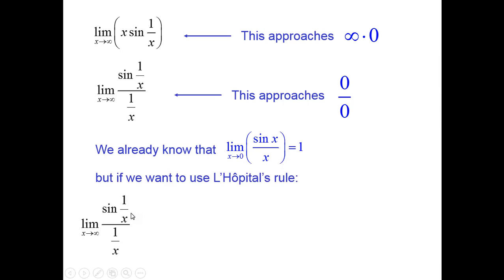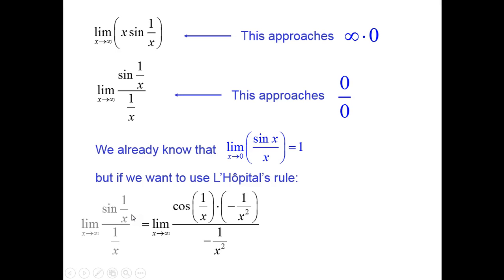Take the derivative of the numerator. So we have cosine of 1 over x times negative 1 over x squared. Notice the chain rule there. And then the denominator, of course, the derivative is negative 1 over x squared. So what happens to these two expressions? We divide out. So we're just looking at the limit of cosine of 1 over x as x goes to infinity. And remember, 1 over x, of course, goes to 0. Cosine of 0 is this one.